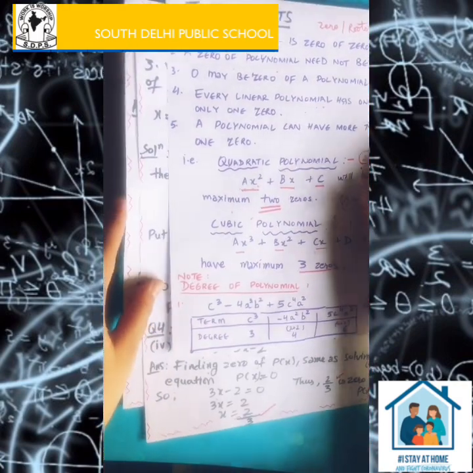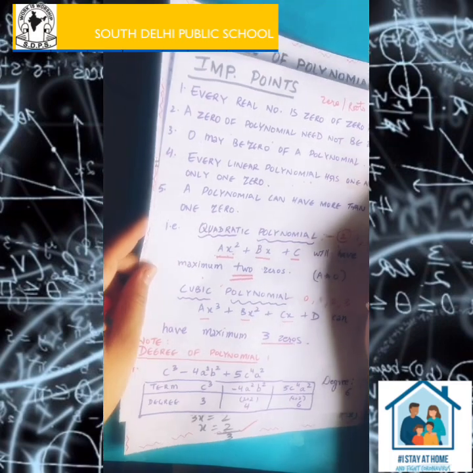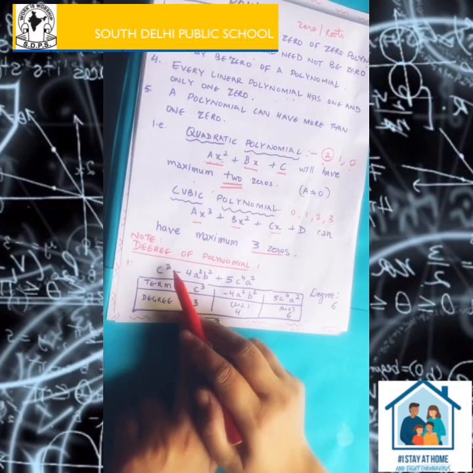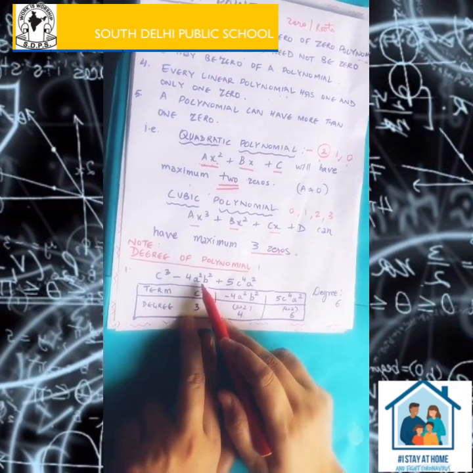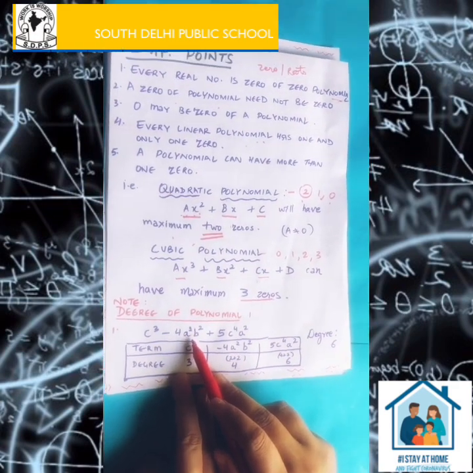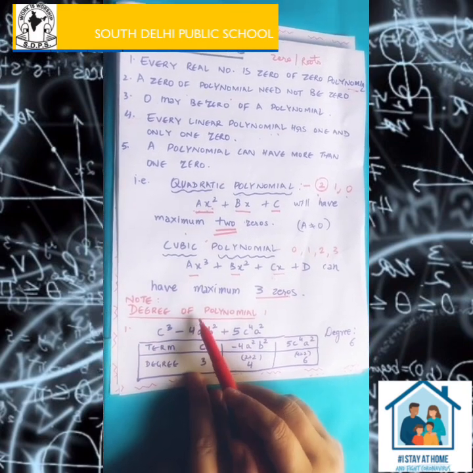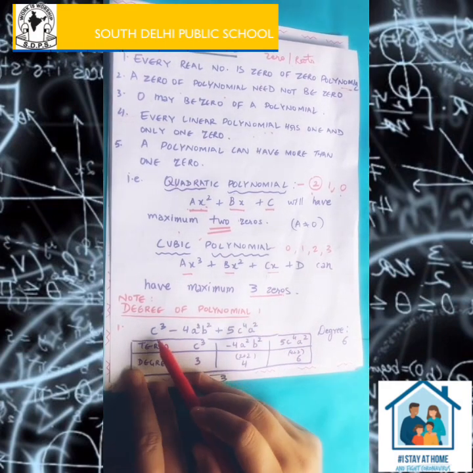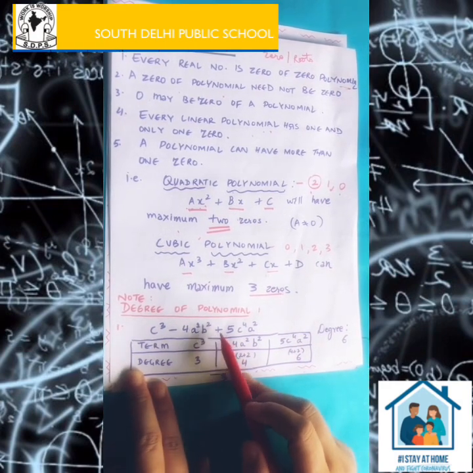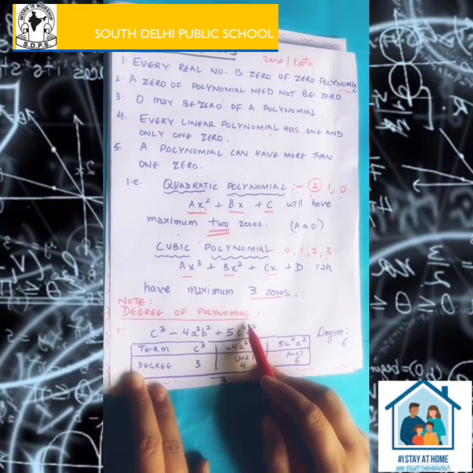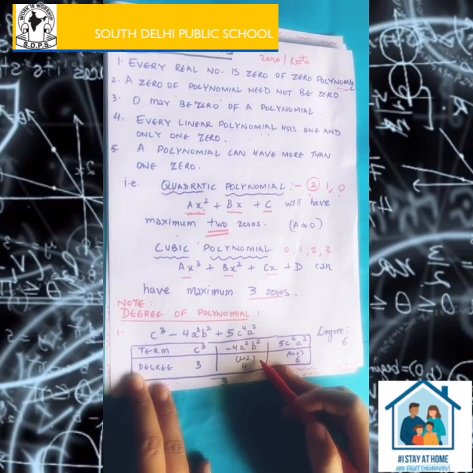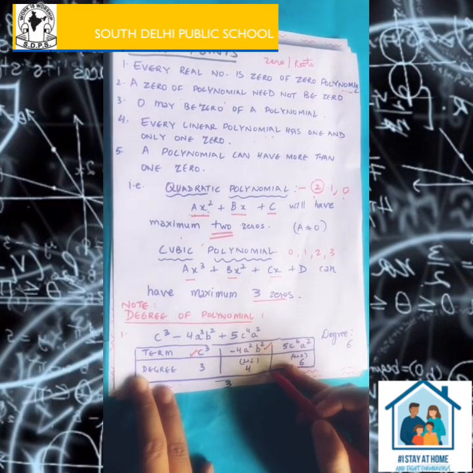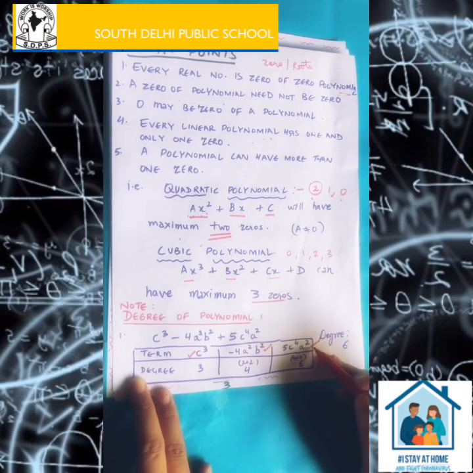Now, I had given you one worksheet day before yesterday, and I had given you some questions where you had to find the degree of polynomials, but they had more than one variable, there were three variables. So see how to find the degree of polynomials where there are three variables or two variables. c³ − 4a²b² + 5c⁴a². Now first we will separate the terms.